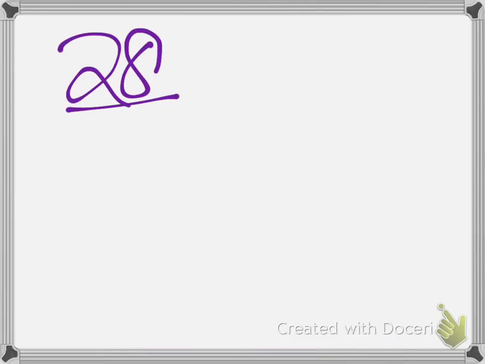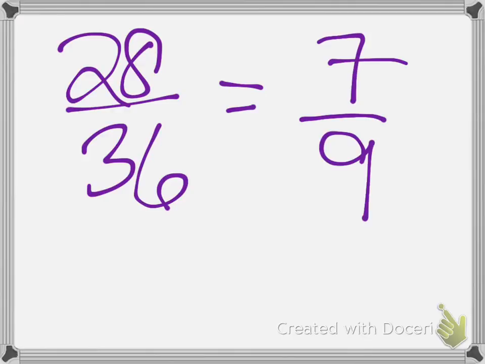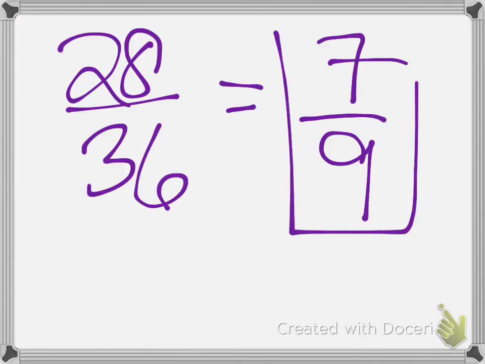Or we could do it our fraction way. 28 over 36. Divided by 4 is 7. Sorry, guys, my brain is not cooperating with me today. 36 divided by 4 is 9. So that is our answer.